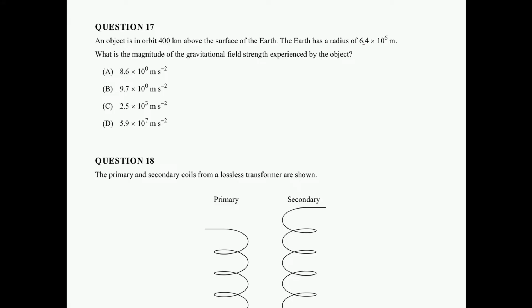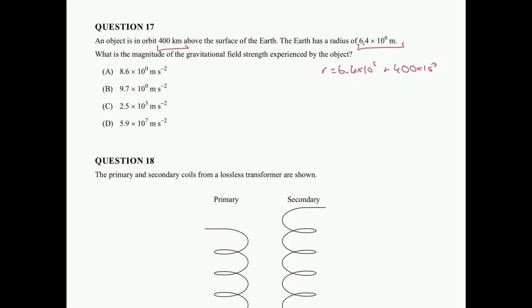So we're given the radius of the Earth, and we're also given how far the object is orbiting above Earth. So our total radius, one of our variables, is going to be 6.4 times 10 to the 6 meters. So that's horribly written out. I'm going to do it better. 6.4 times 10 to the 6 meters plus 400 times 10 to the 3, because we're converting kilometers to meters. And so that's our radius.